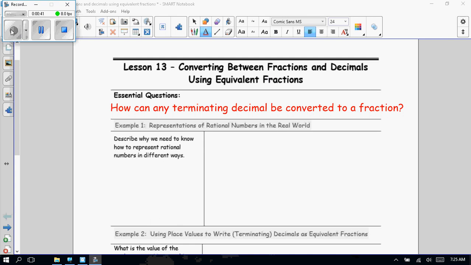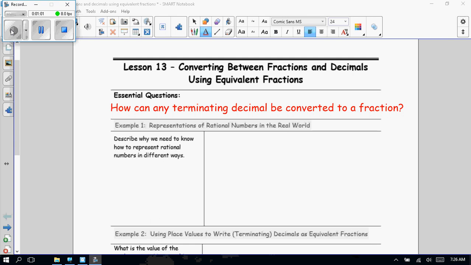All right, so example 1, representations of rational numbers in the real world. Basically, I want you to stop and think: when do we use fractions in the real world, and when do we use decimals? Because sometimes decimals are better in some places, as much as that bothers me, and sometimes fractions are better, which is, of course, awesome.